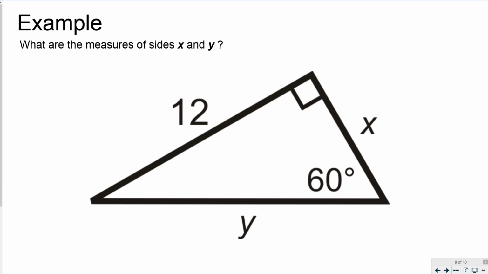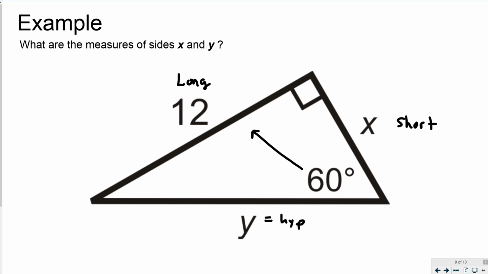And for my final example, 12 is across from the 60-degree angle. So if I look at this, that's across from the 60-degree angle, which makes 12 my long side, which means that X is my short side and Y is my hypotenuse. So I'm tempted to go from 12 to the hypotenuse, but I have to remember that I can't do that. I have to go from the long side to the short side.